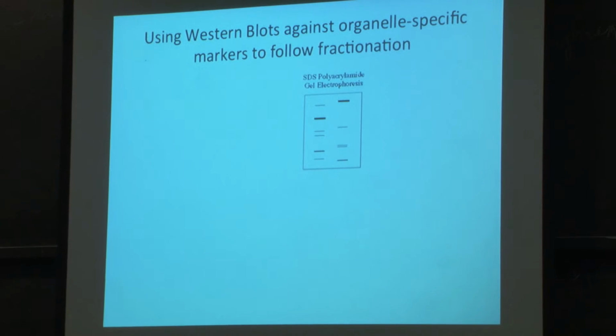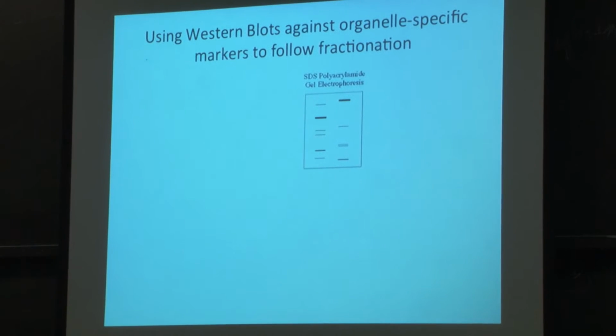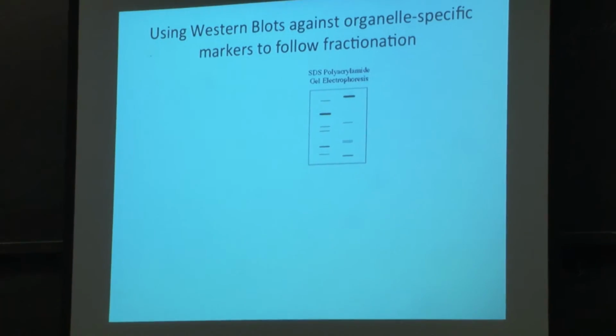dodecyl sulfate, which makes them migrate pretty much like the molecular weight, but if you've done these, it's not exactly like the molecular weight. You can do standards where you know the molecular weight, you can do a standard curve, and then you see where your protein migrates, and sometimes they migrate a little faster, sometimes a little slower, but it's okay. So you run this, and then what do you do?